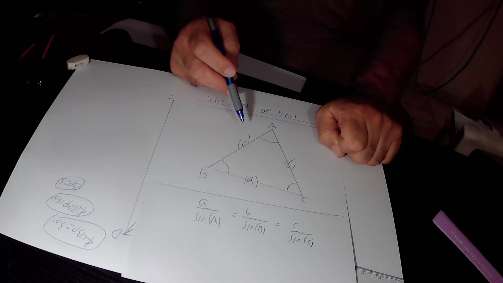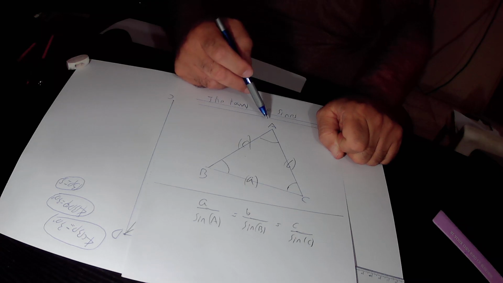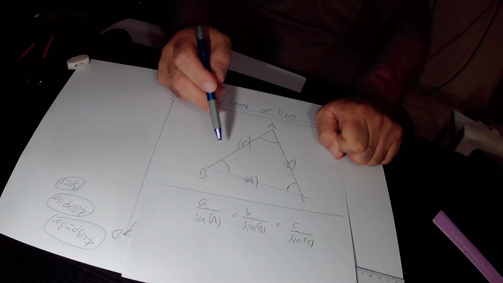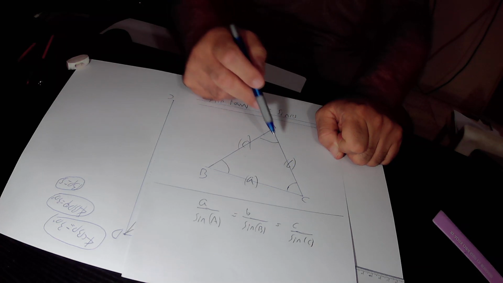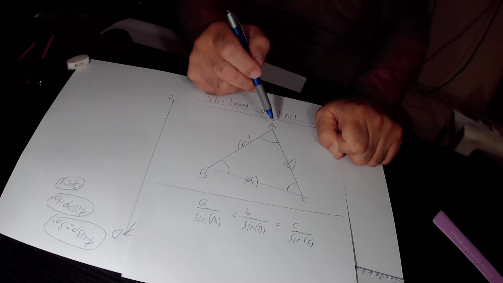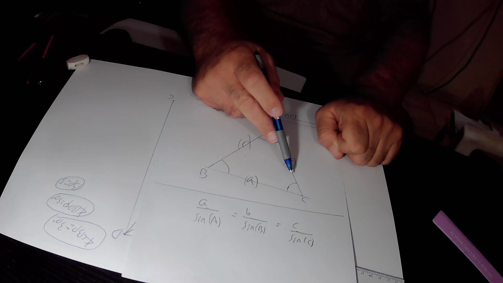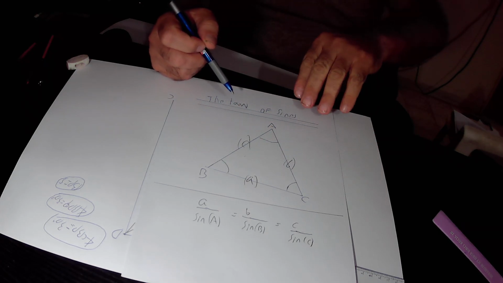So in this triangle ABC that could be any triangle, the following equation is true: a over sine A equals b over sine B equals c over sine C. Again, this is side a over sine A equals b over sine B equals c over sine C. So we can implement the law of sines in our drawing.